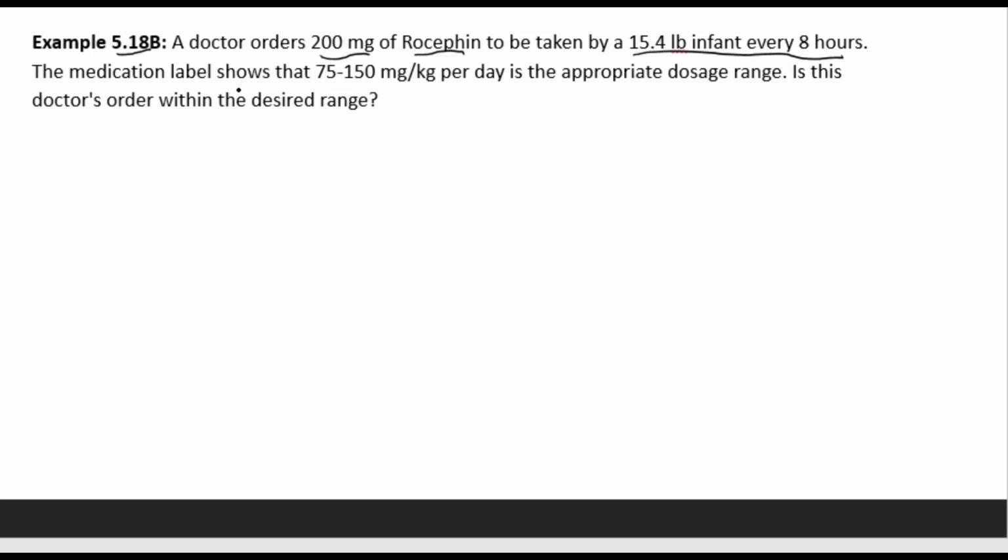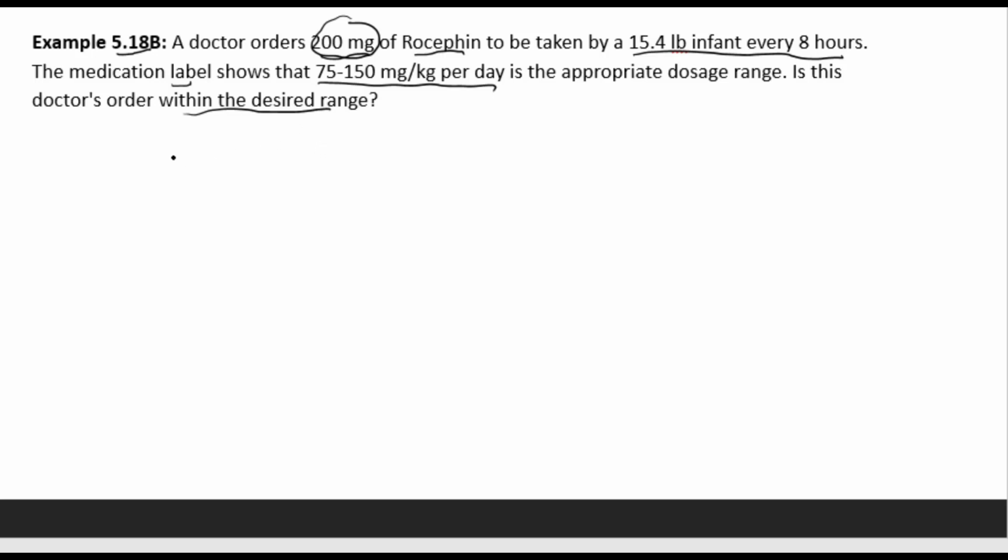The medication label shows that 75 to 150 milligrams per kilogram per day is the appropriate dosage range. Is the doctor's order within the desired range? Nurses are supposed to check this stuff. So there's a double check on medicine.